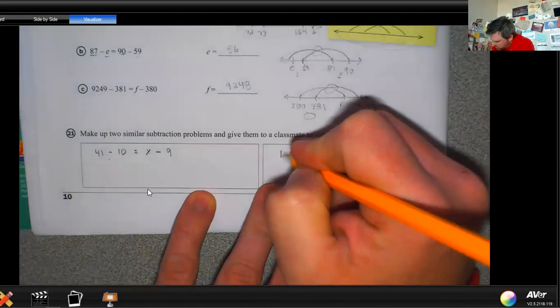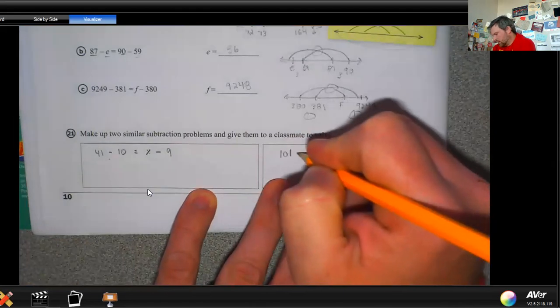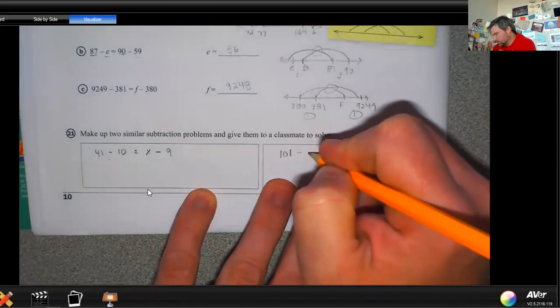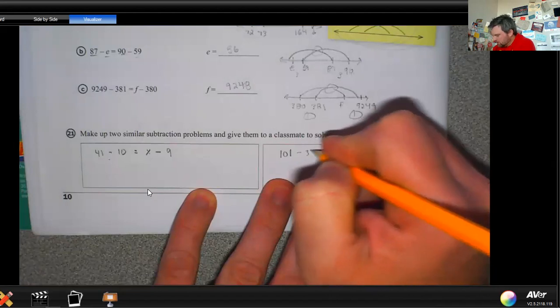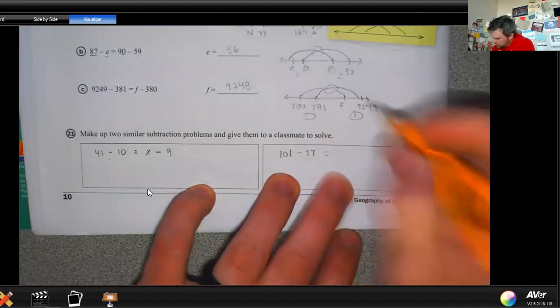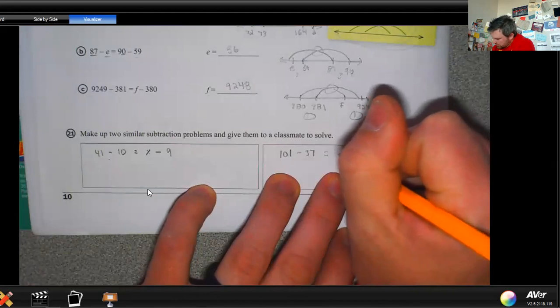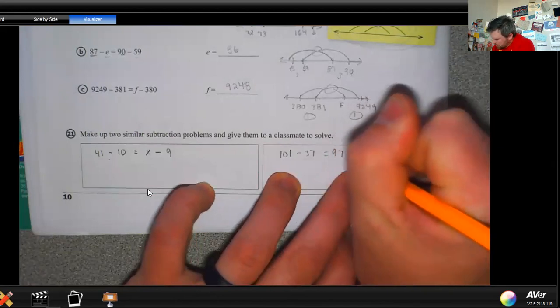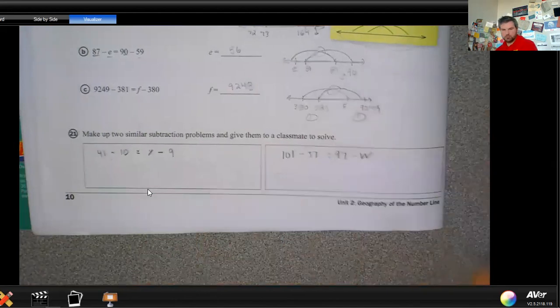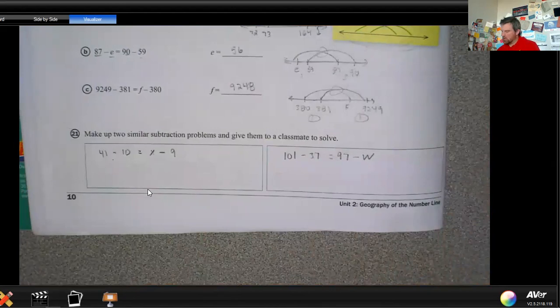And then here we're going to have 101 minus 37 equals 97 minus W. Okay, we'll come back and we'll solve those at the end.